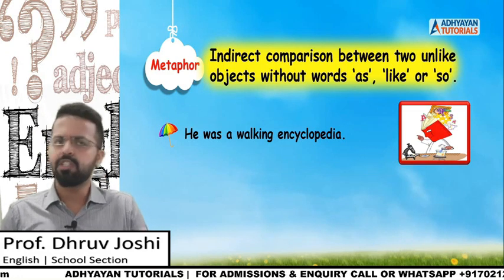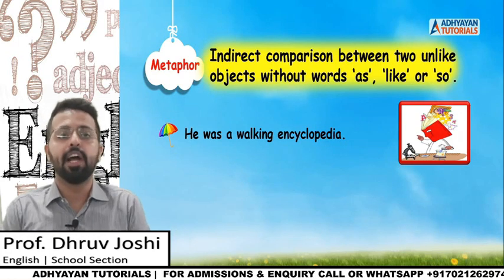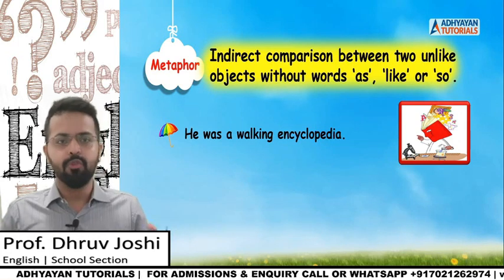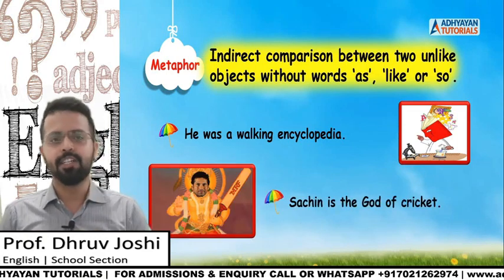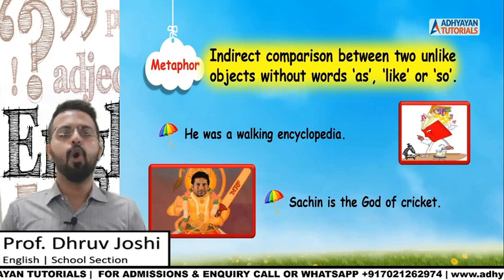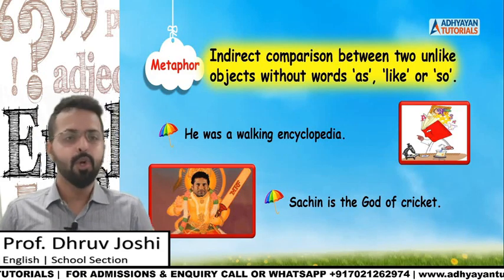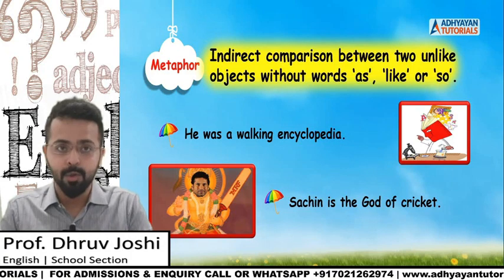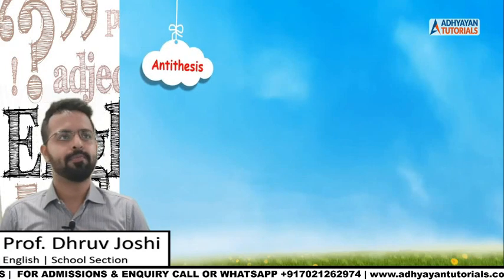Another example is once again a celebrity. Okay, he is the world's best cricketer ever. I'm sure you've understood who I am talking about. This is Sachin Tendulkar. Sachin is the god of cricket. Here we are comparing Sachin with God without using the words as, like, or so. Metaphor. Let us see another figure of speech.